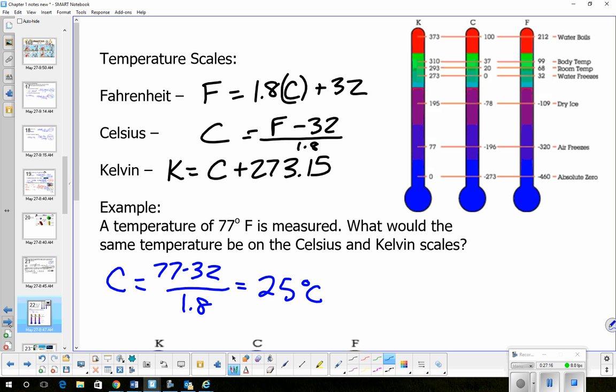So I told you that I like it around 20 degrees. I like it cool. Okay, so now how do we get to Kelvin? Which gives us 298. And when you do Kelvin, it is just capital K. It is not degree K, it's just capital K. Okay?